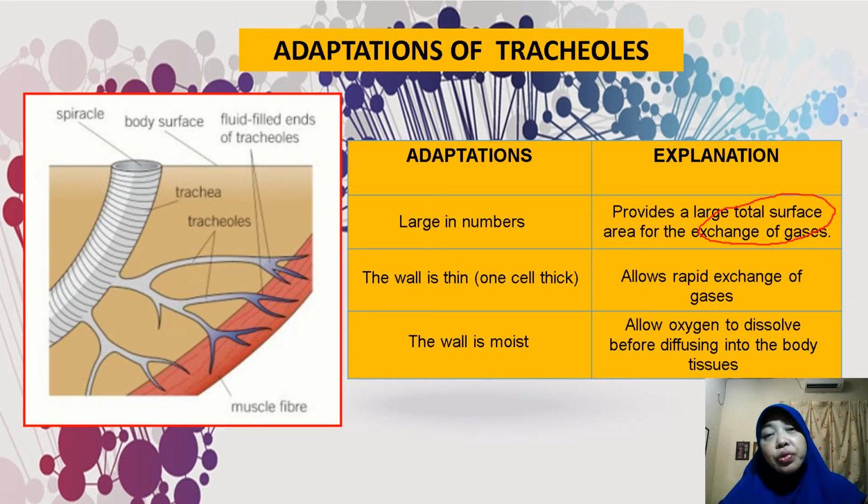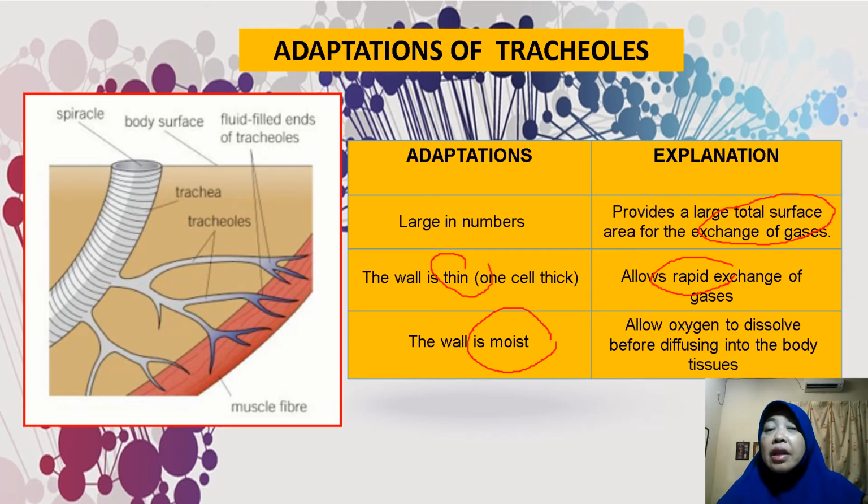The tracheoles also have a thin wall, which is one-cell thick, and this one-cell thick wall is important to allow rapid exchange of gases. So this can lead to a higher rate of diffusion of gases into the body cells. And the last adaptation is having a moist wall. The wall needs to be moist for the gases to dissolve first before they can diffuse into the body tissues.